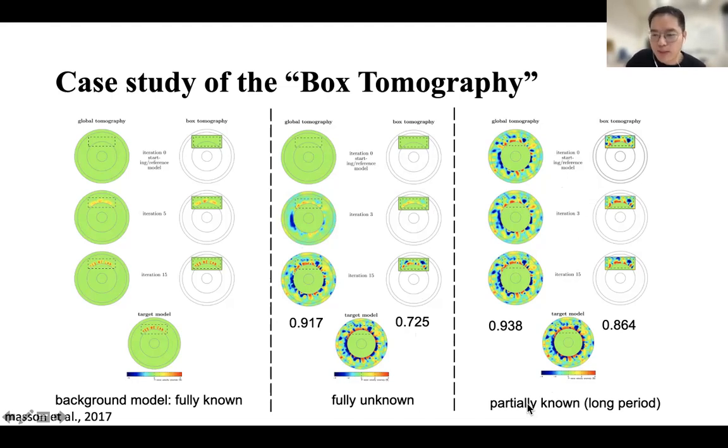That means if we have partial knowledge, like a long period model, we use a smooth version of the target model as the starting model, and then we do the inversion. We can find that the final inversion result is relatively good. At least some locations, like the low velocity zone, can be recovered very well. This is just a case study, not a real application. But at least it shows that box tomography by the hybrid simulation way can be useful in the near future.